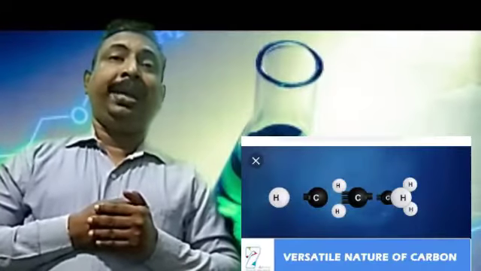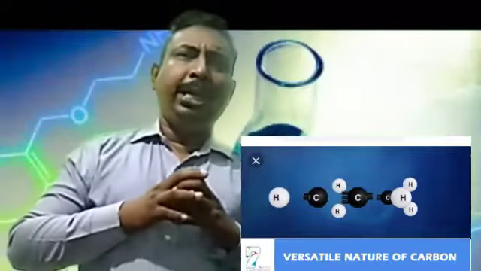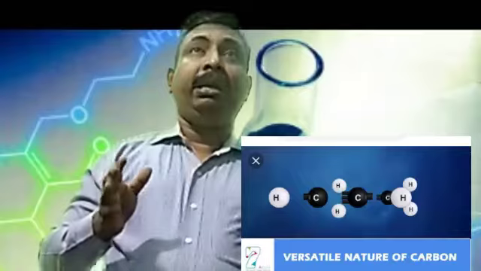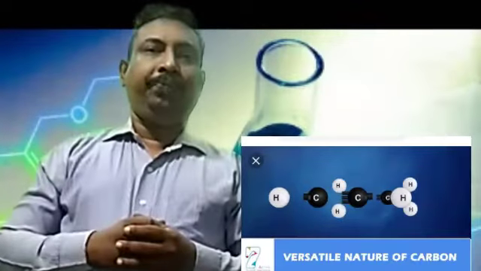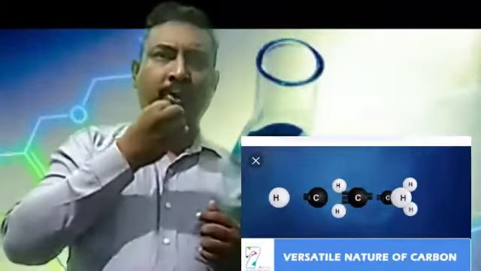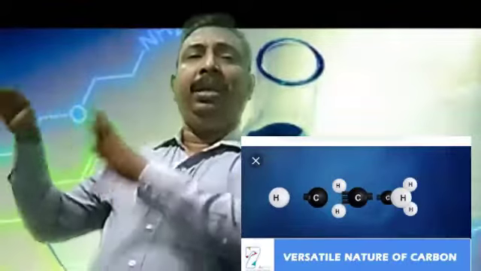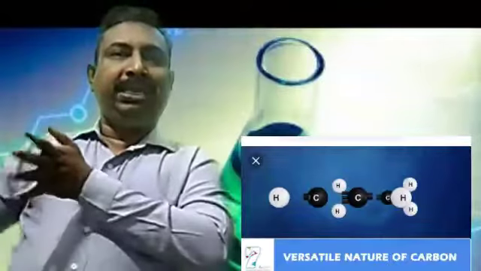Okay. Now we are going to see another thing, the versatile nature of carbon. I already said carbon forms innumerable compounds. Around 3 million compounds carbon has formed. Carbon is there in toothpaste, in cloth, in food. And scientists are preparing nearly 100 to 200 new carbon compounds every day, and that list is increasing.